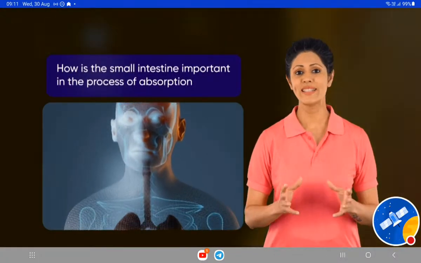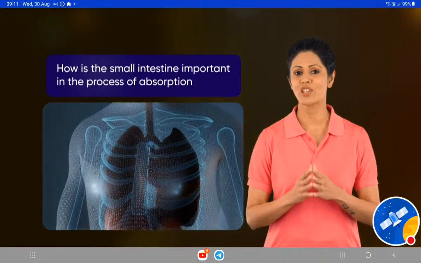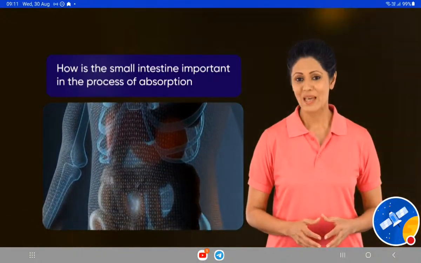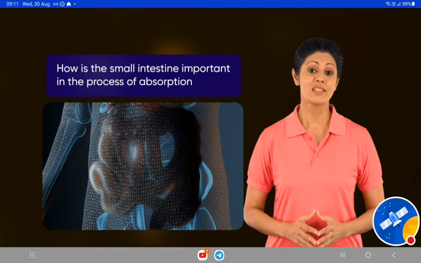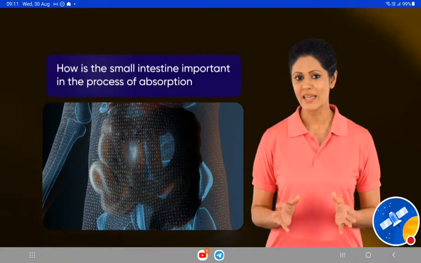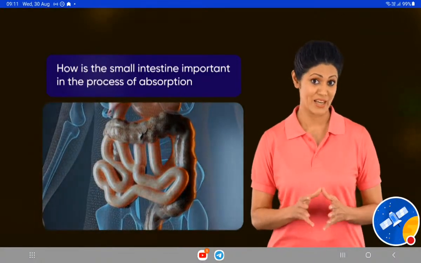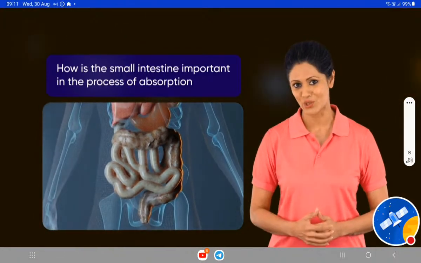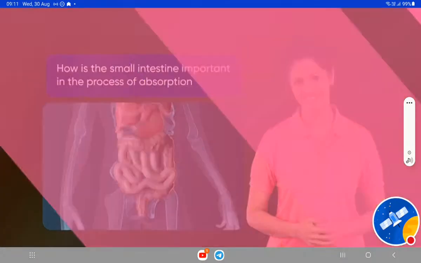Know, the small intestine is important in the process of absorption. But how does it do that? Diffusion plays an important role in the absorption and assimilation process of digested food. Let's have a closer look.